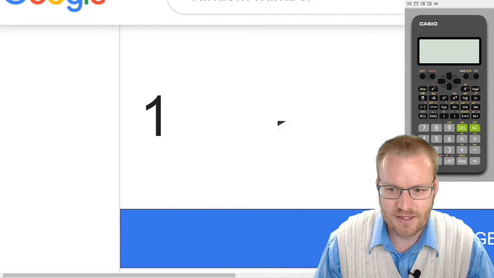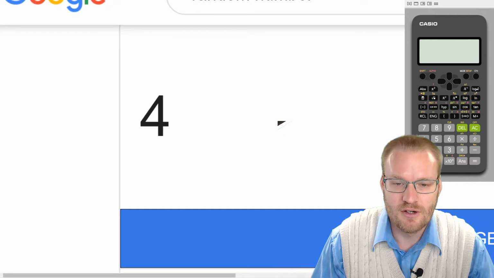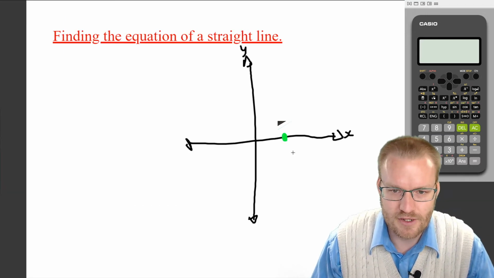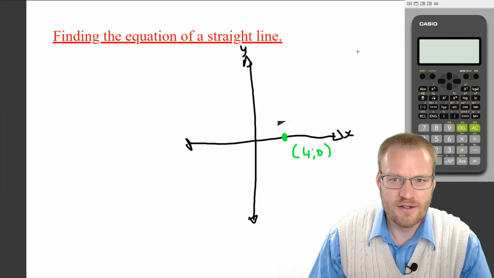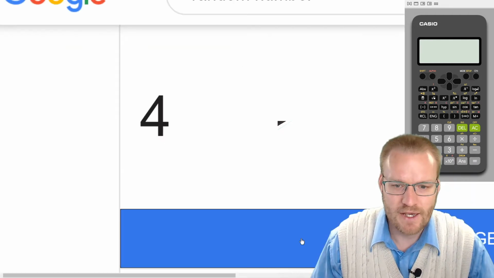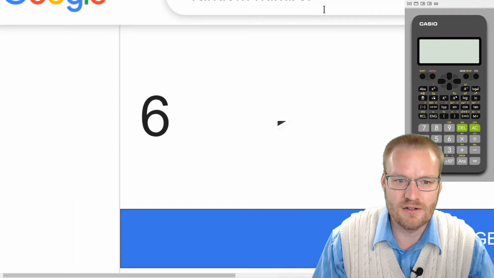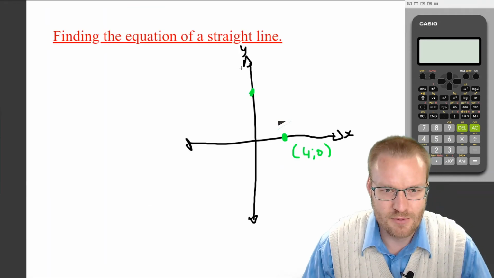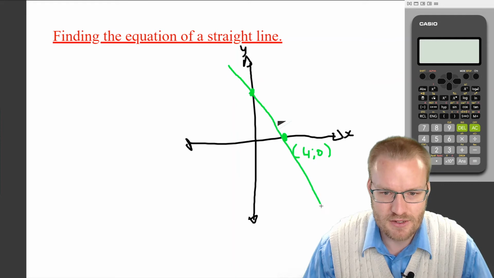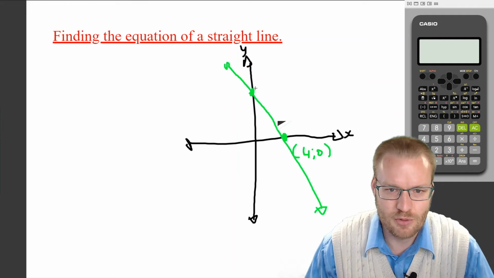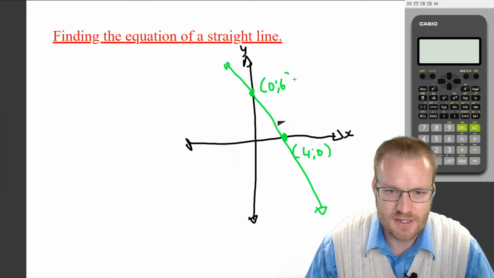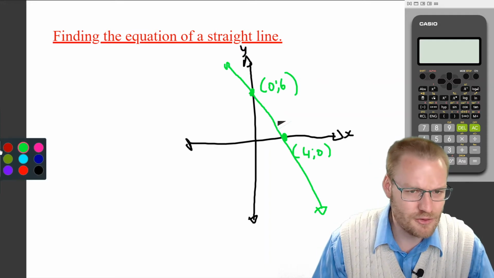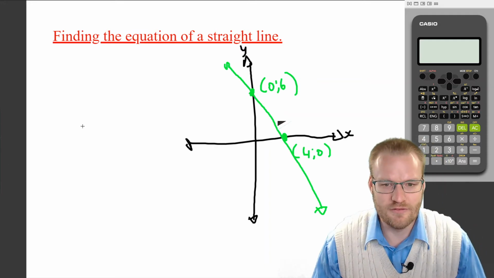So the x-intercept is at x equals 4. There it is. Remember, full coordinates definitely make a better idea. And our y-intercept is at 6. So we're given a straight line that goes through these two points, this one at (0, 6). And I'll ask you, what's the equation of that straight line?